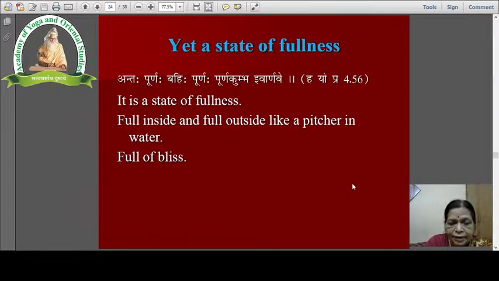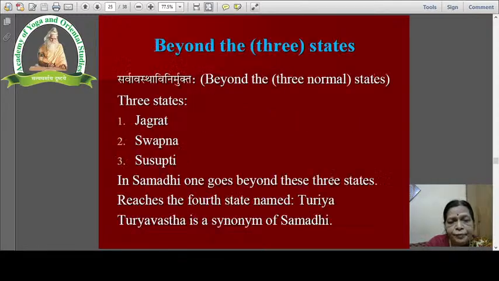The mind is now empty. There is no vritti, therefore it is empty or it is a void. But at the same time, it is a state of fullness. What kind of fullness? "Anta punnaha bahi punnaha punna kumbha ivannave." It is a state of fullness, full inside and full outside, like a pitcher in water. And how is it filled? It is full of bliss. It is full of happiness.